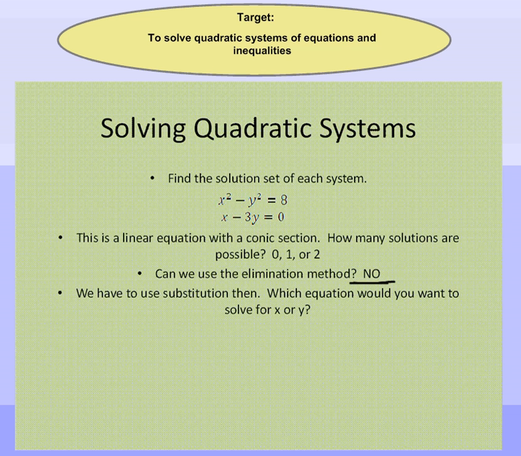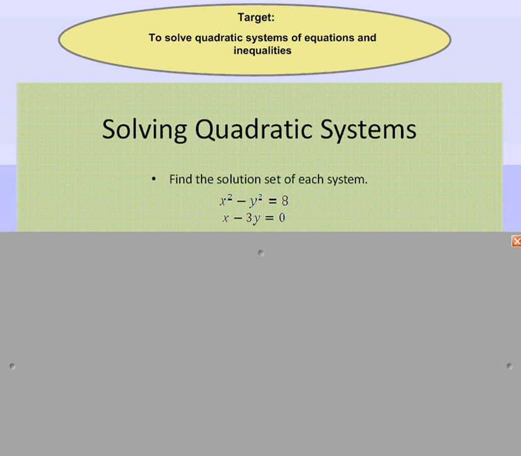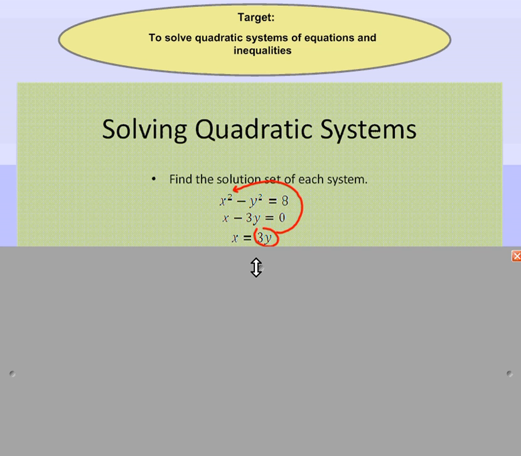Which equation would you want to solve for x or y? I would hope all of you would say the linear equation. Because if I solve the linear equation, I just solve for x or y. If I solve the conic section, I have to solve for x squared or y squared. The linear equation would very quickly solve for x by adding the 3y to both sides and getting x equals 3y. So that is the method we're going to use. We're going to solve the linear equation for x, and then substitute that value in place of x into the conic section.